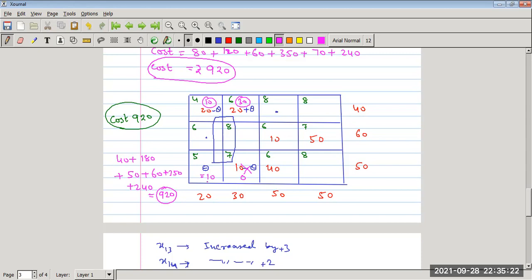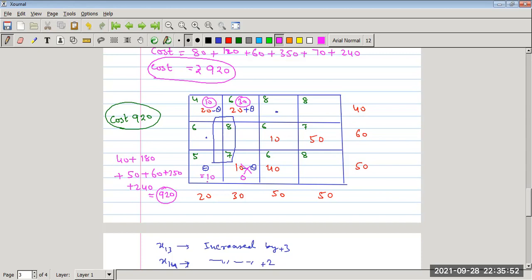So this is the purpose of the stepping stone method, so that by using it we get the optimal solution. You can observe we had already found this solution by Vogel's approximation method, but is it optimal or not? The stepping stone method and the modified distribution method help us check whether this is optimal or not.